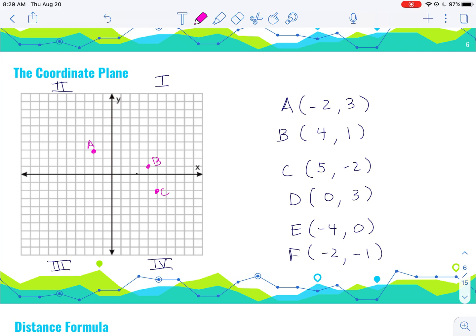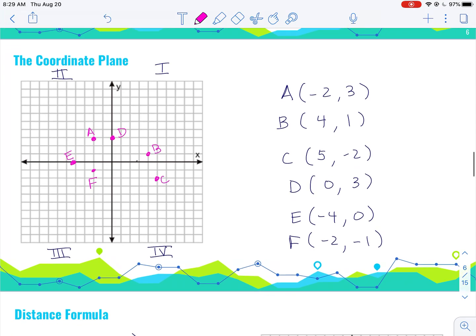D is (0, 3), so 0 over and 3 up. So point D would be on the y-axis. Any point where the x-coordinate is 0 would be on the y-axis. Point E is the point (-4, 0), so 4 to the left and 0 up. Point E is located on the x-axis, so any point where the y-coordinate is 0 would be on the x-axis. And then the point (-2, -1), so 2 to the left and 1 down, that would be point F. Point F is located in the third quadrant.